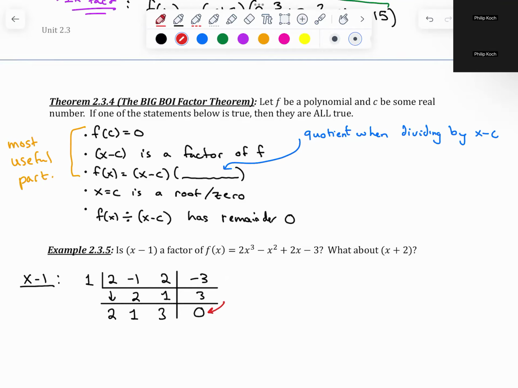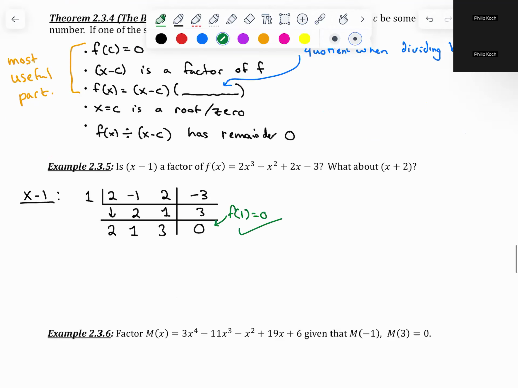This means that f of 1 equals 0. Check mark. So the answer is yes. And therefore, f of x can be rewritten as x minus 1 times 2x squared plus x plus 3.